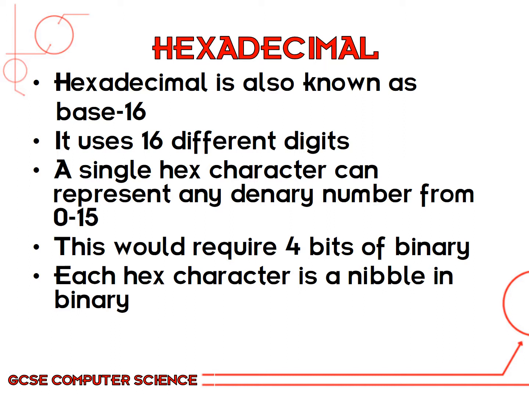Hexadecimal is sometimes also known as base 16. The reason for this is because it's got 16 different digits. A single hex character can represent any denary number from 0 to 15. That means there's 16 different options. This would require 4 bits of binary code to make up one particular character. Each hex character is a nibble in binary.